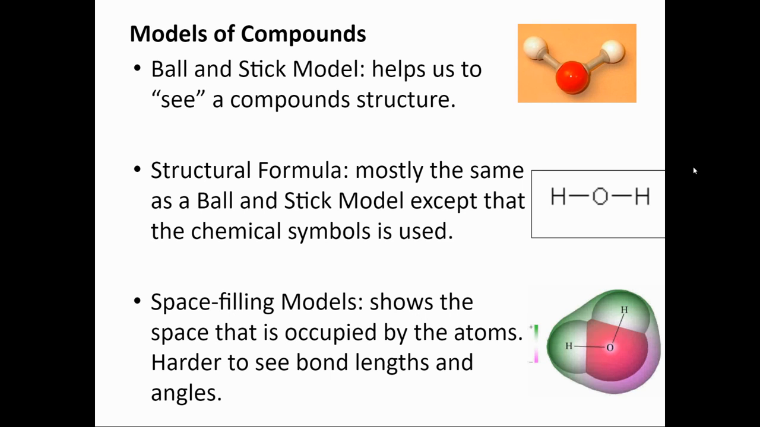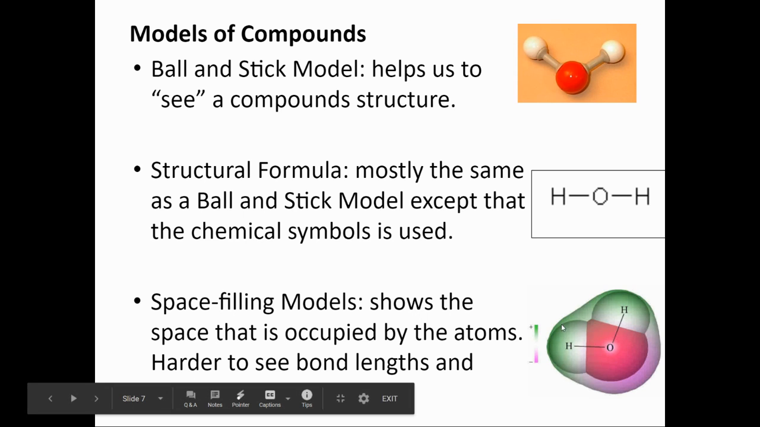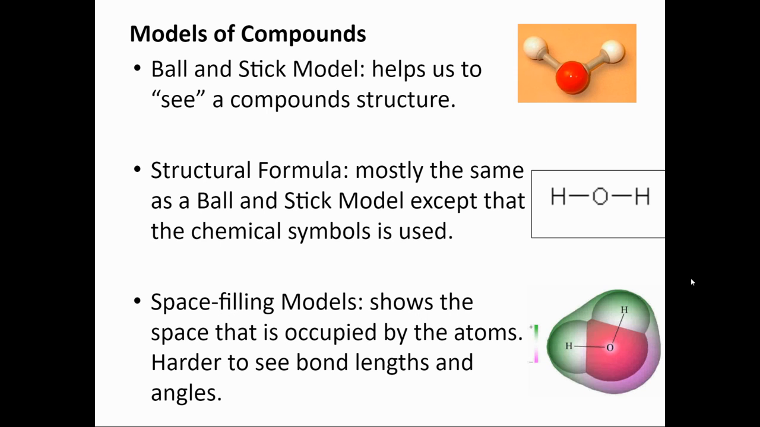Last one is space filling models. This shows the space that is occupied by the atoms. It's harder to see bond lengths and angles. Typically, this is computer driven. And the basic goal is to show the relative size of the atoms in comparison to each other.